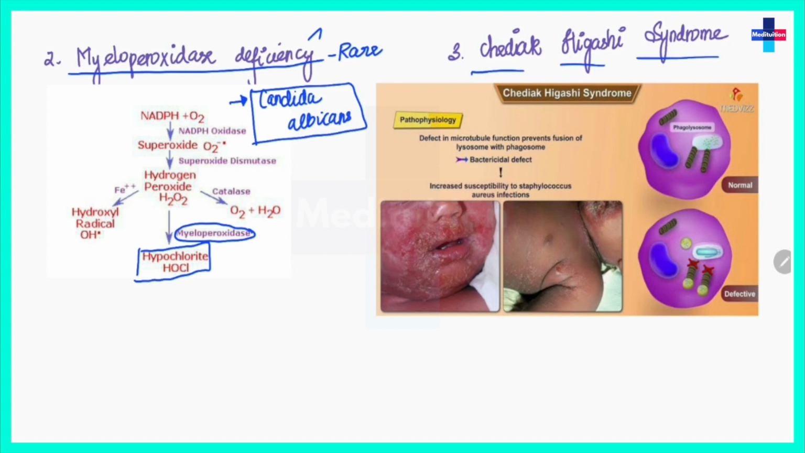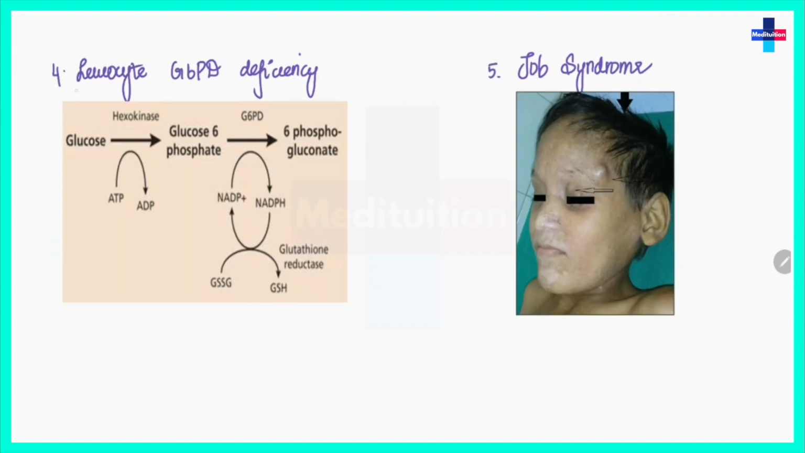So in Chediak-Higashi syndrome, there is a defective phagolysosomal fusion. So there is a defect in fusion of lysosome with the phagosome. So again, the bactericidal effect of the phagocytic cell is decreased, and this will lead to increased susceptibility to Staphylococcus aureus infection. So the next disorder is leukocyte G6PD deficiency.